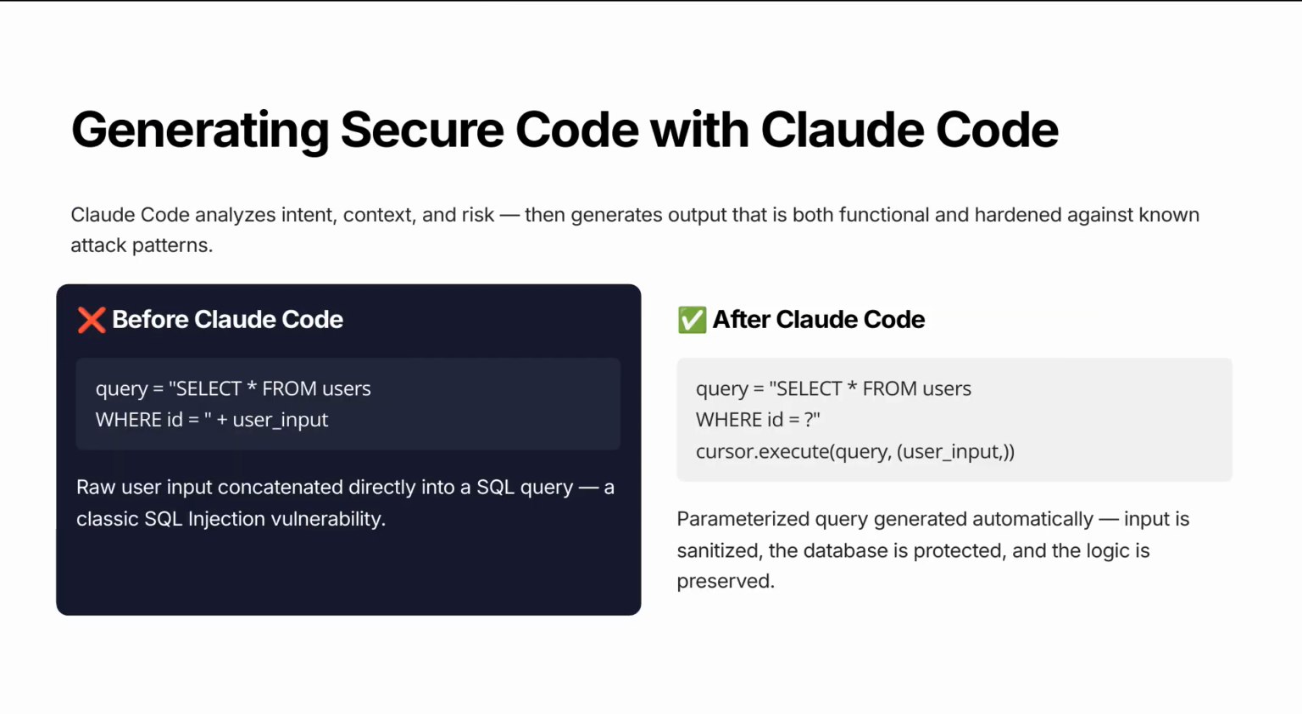In this section, we're going to explore how Claude Code can help us generate secure code by automatically analyzing intent, context, and risk. Before using Claude Code, we had a SQL query that directly concatenated user input, leading to a potential SQL injection vulnerability. This is a common security flaw where attackers can manipulate the query. However, after applying Claude Code, it transforms our query by using parameterized statements. This means the input is sanitized, effectively protecting the database while maintaining the intended logic.